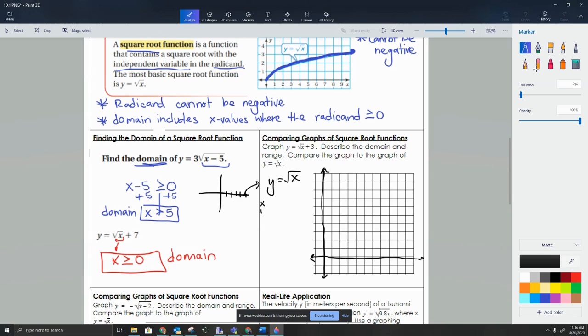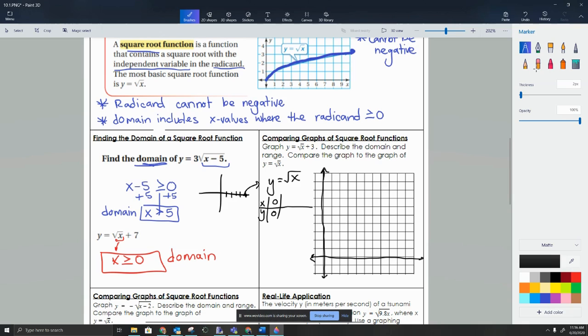So we'll do x, y. And we're only going to pick x values that can be square rooted. So we'll start with 0. Remember, the radicand cannot be negative, so we're not going to do any negative numbers here. Okay, so we're going to start with 0. And the square root of 0 is 0.